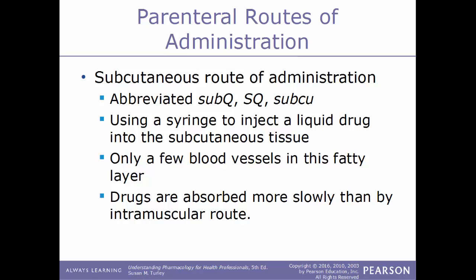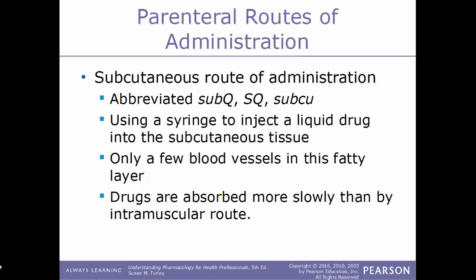Another example of a parenteral route is the subcutaneous route. This is often abbreviated as SQ or subQ, or sub-CU. This is where you use a syringe to inject a liquid drug into the subcutaneous tissue. In this layer, you only have a few blood vessels, because it's mostly fatty tissue.